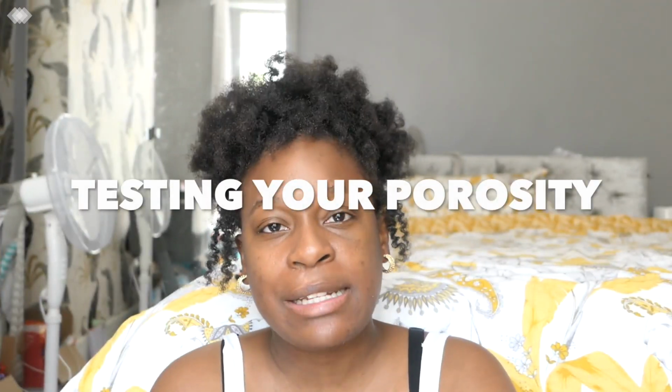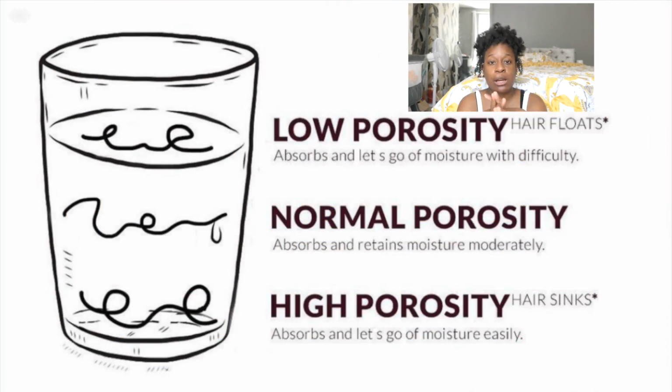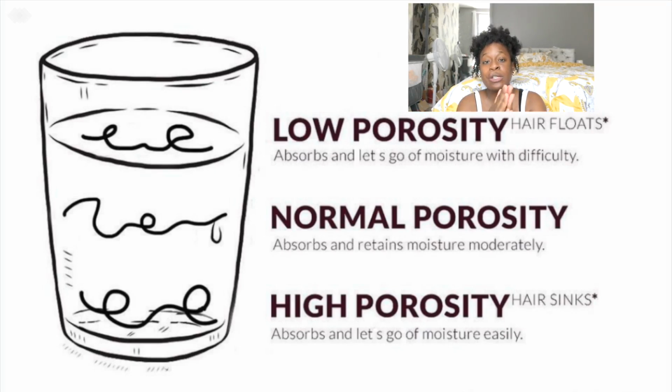How do you test your hair to see whether you have high porosity hair or low porosity hair? There are three methods. The most common one is the cup method. You take a strand of clean hair and put it in a cup full of water. If it stays at the top, you've basically got low porosity hair. The cuticles are closed, it's not letting any of that water come in. If it's in the middle, it means that it's normal. And if it goes straight to the bottom, that means that it's got high porosity, which means that it's letting all the water in, all the moisture in.